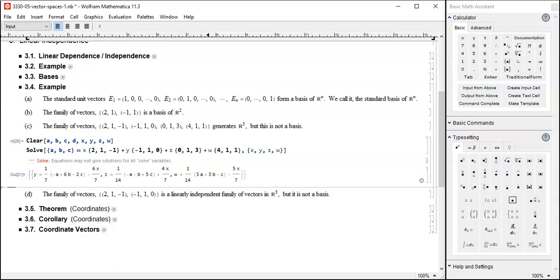a non-unique solution. Let's see. The equation may not give solutions for all solved variables. Of course, there are infinitely many solutions. y can be obtained by some constant minus 6 over 7 x, so x is arbitrary. Still, for an appropriate x value, for example, x equal to 1 or even x equal to 0, we do have a solution, at least one solution. So yes, generate, yes. How about linear independence?